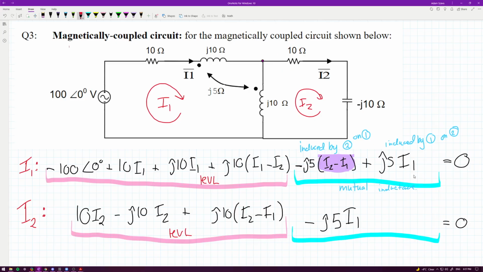I start with that source, minus J10 I2, and then plus J10, and then you have to ask yourself, what's this current? So the current is I2 minus I1 going through there. But that's going to come up again, right? That current going up like that is I2 minus I1. But let's leave it like that for now.